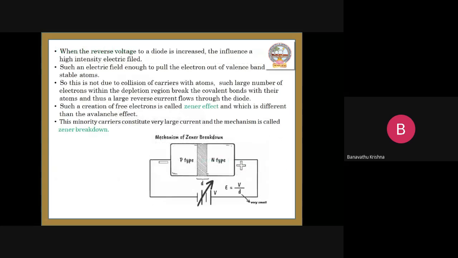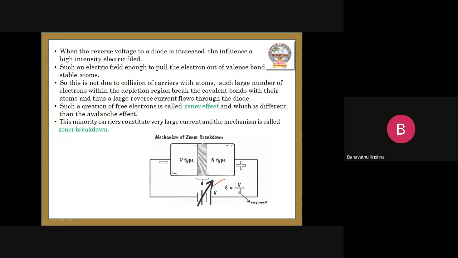Let's see here. By increasing this reverse bias voltage, the electric field intensity across the junction will increase. That electric field intensity is in increasing order. That will pull the charge particle out of the valence band, out of the stable atom.